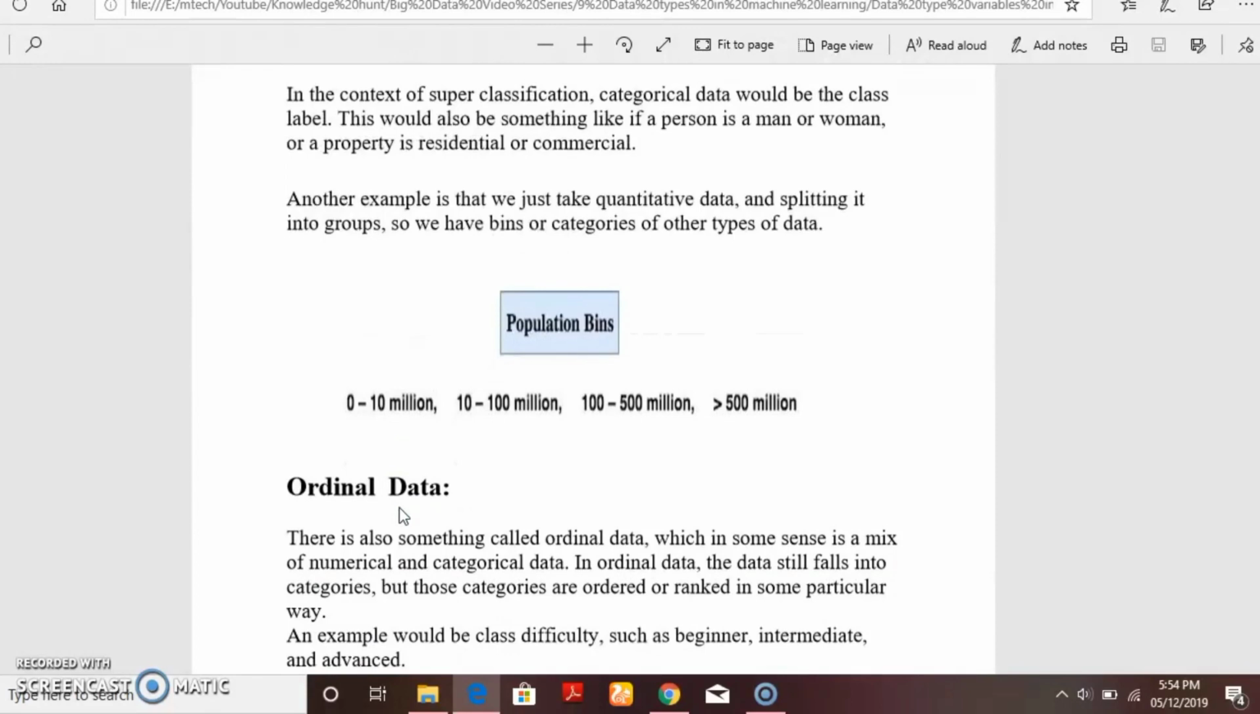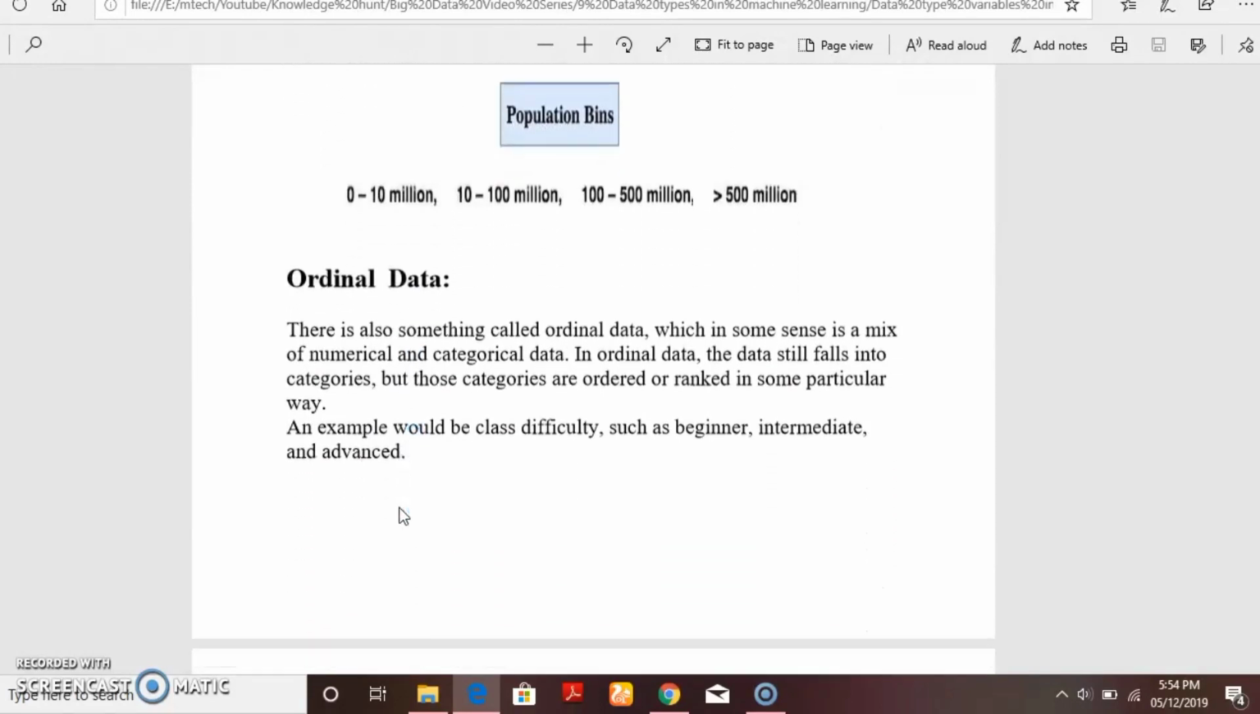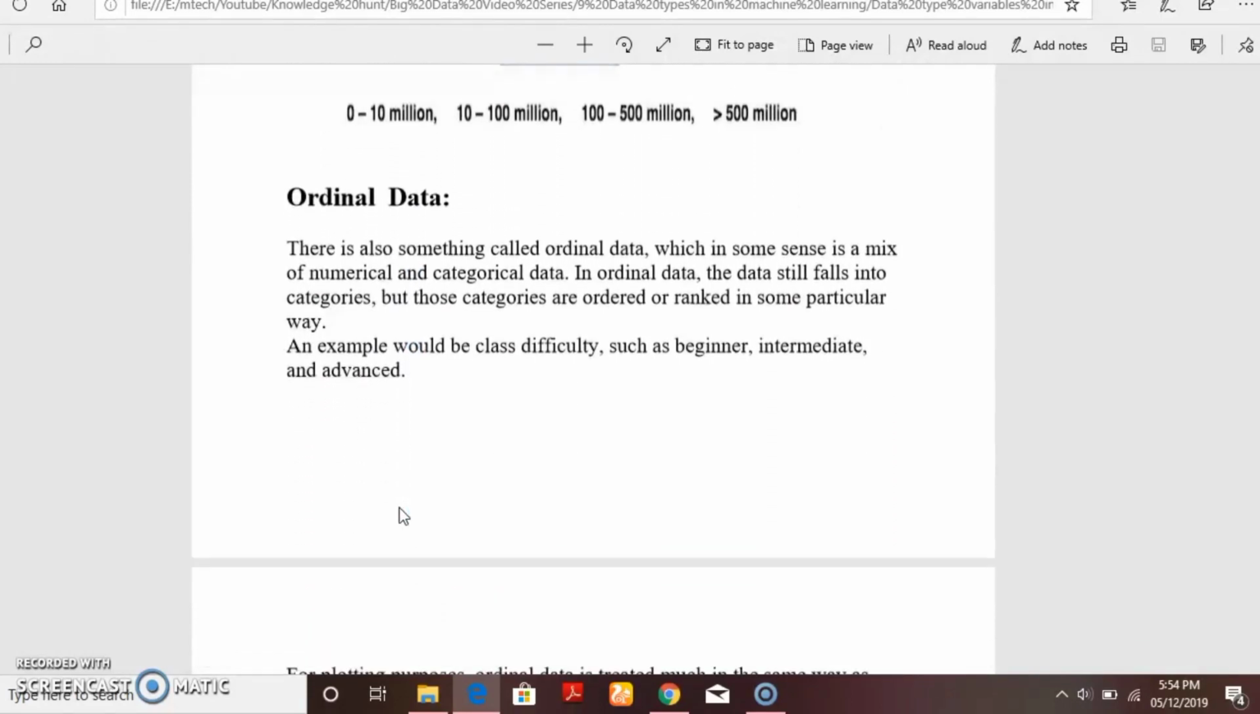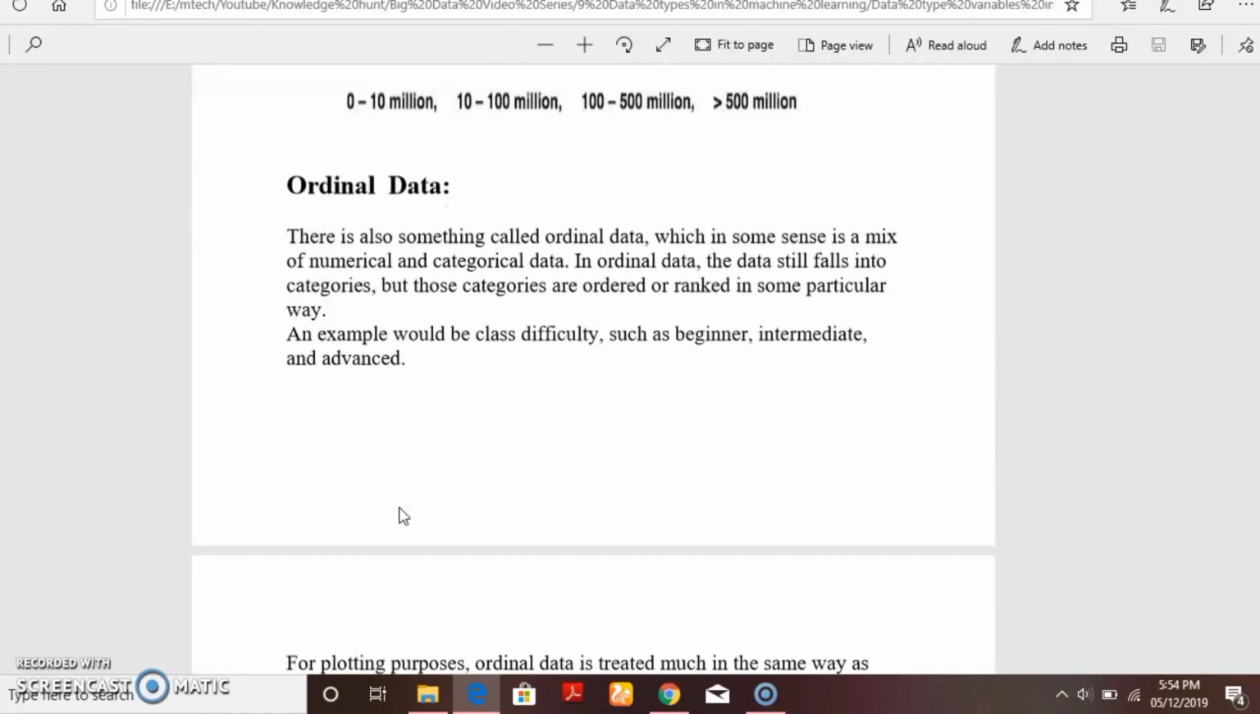Next is ordinal data. What is ordinal data? It is a combination of numerical and categorical data. The data still falls into categories, but those categories are ordered or ranked in a specific way.